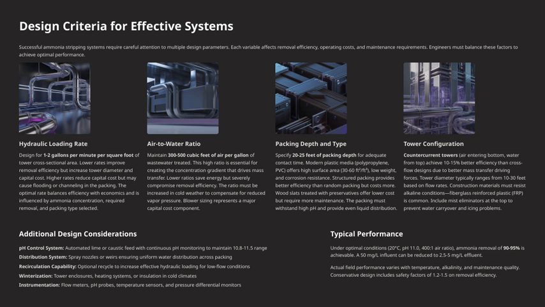To account for uncertainties, we typically include safety factors of about 1.2 to 1.5 in our design to ensure reliable operation. All of these factors are interconnected and vital for designing an effective ammonia stripping system. By carefully balancing them, we can achieve both high removal efficiency and cost-effective operation.